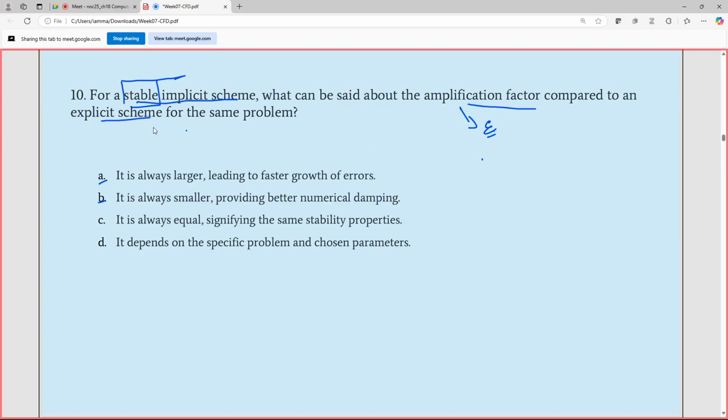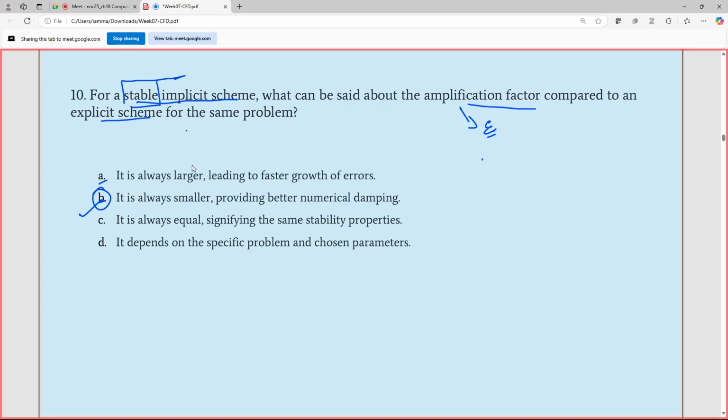So we have already discussed that implicit schemes are better than explicit schemes. The question is on a stable implicit scheme. Combining these two, it is simple to answer the question. It will always be smaller when compared to an explicit scheme.